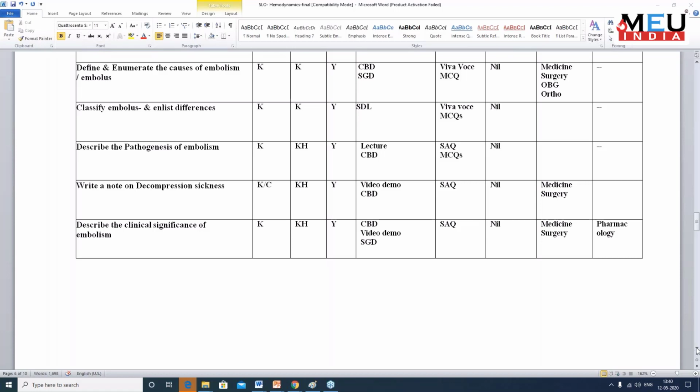And now coming to pathogenesis as such, this will be a component of thrombosis itself. Only a little bit of extension has to be mentioned here. So we can take it as a continuity and need not spend more time on pathogenesis of embolism per se. It would be an extension of fate of thrombus. That is my understanding. So this can be assessed as short essay question or MCQs.